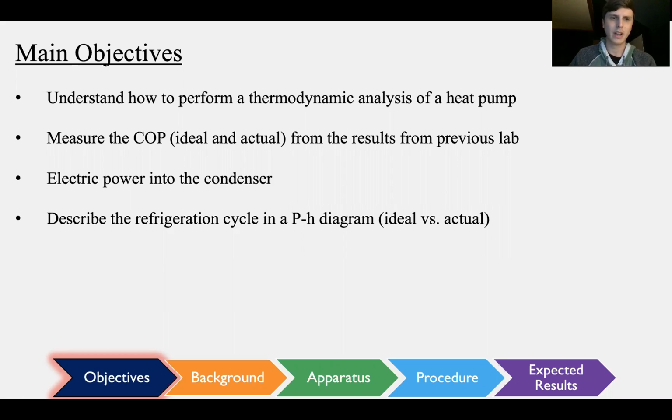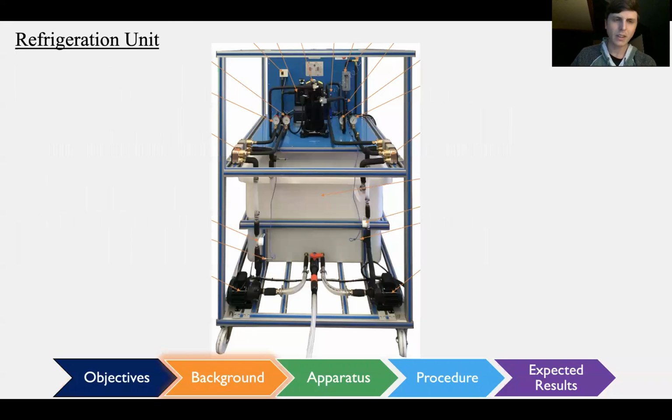The main result we're looking to get here is the coefficient of performance. We can do that by looking at the ideal and the actual values from the results of the previous lab. One very quick thing we can do is also measure the electric power into the condenser. Another important thing we really want to do is understand the ph diagram and describe how it works, both ideal and actual cases. This is the unit we were using.